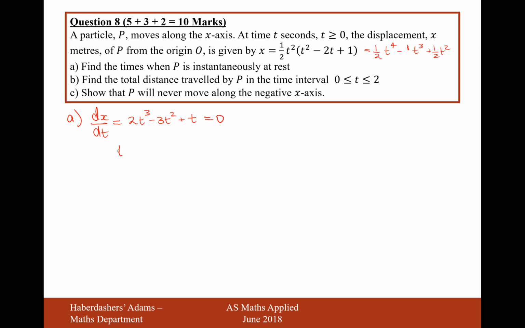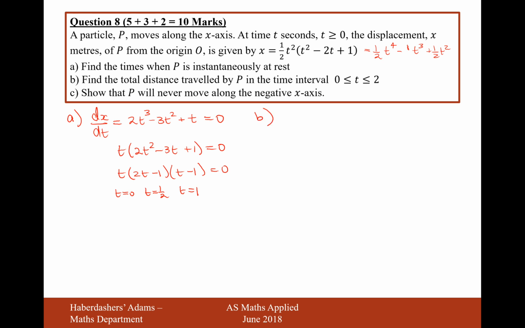So let's now factorize out the t, that's a common factor in all of the terms. And let's now factorize the quadratic, 2t squared minus 3t plus 1. So it's going to probably be minus 1 and minus 1. That will give us the minus 2 and minus another 1. That will be minus 3. Good. So therefore t will equal 0, t will equal a half, and t will equal 1. Those are the times that P is instantaneously at rest.